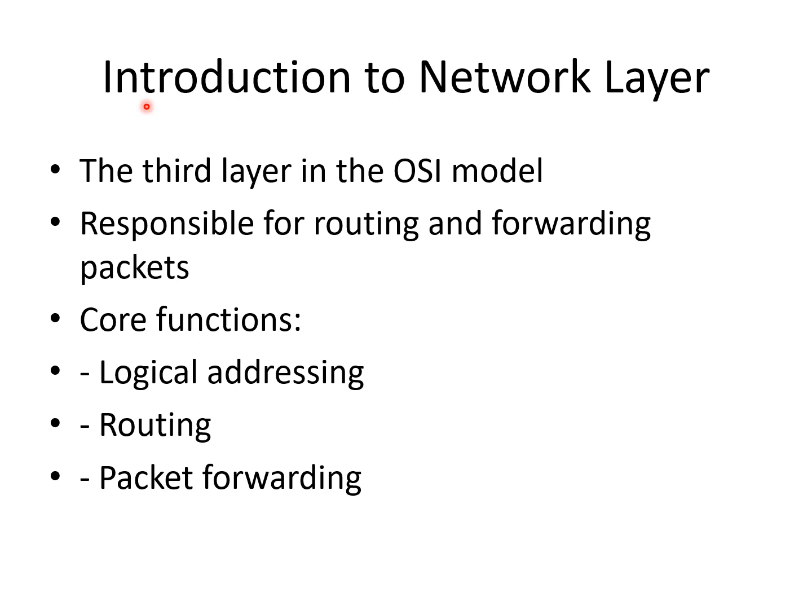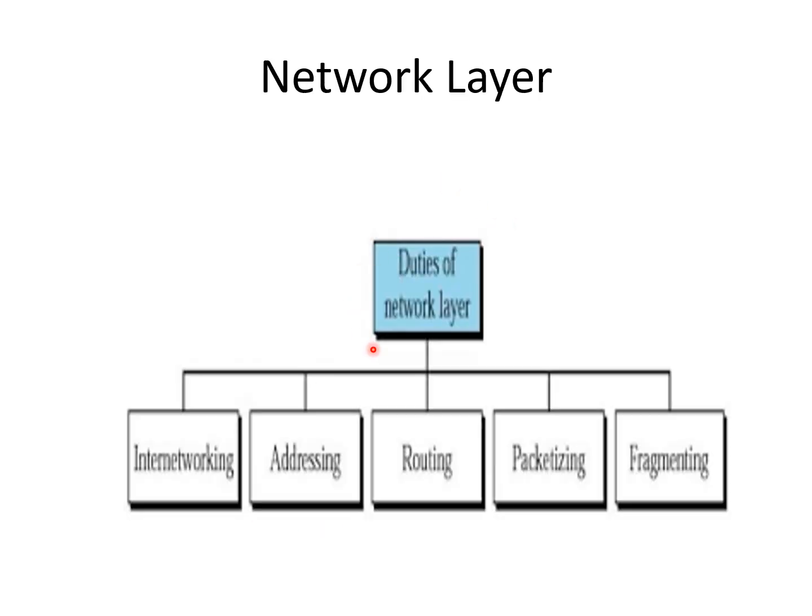In today's lecture, we will discuss about network layer. Network layer is basically the third layer in OSI model. It is responsible for routing and forwarding packets. Mainly the core functions of your network layer are logical addressing, routing and packet forwarding. Basic duties of network layer, as earlier discussed, are internetworking, addressing, routing, packetizing, and fragmenting.